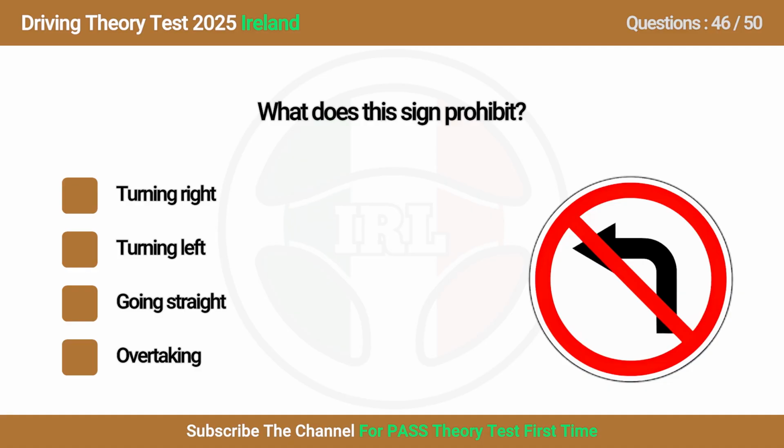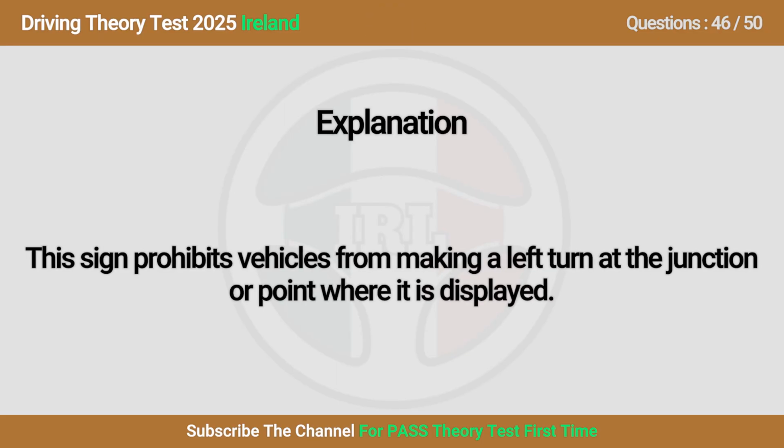A. Turning right. B. Turning left. C. Going straight. D. Overtaking. Answer is B. Turning left. This sign prohibits vehicles from making a left turn at the junction or point where it is displayed.